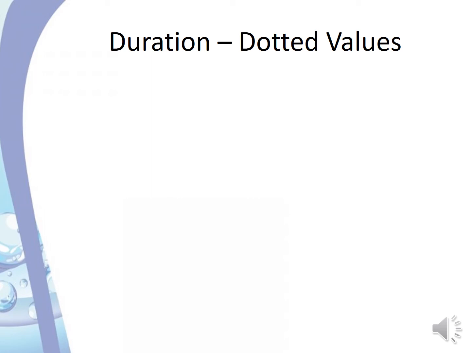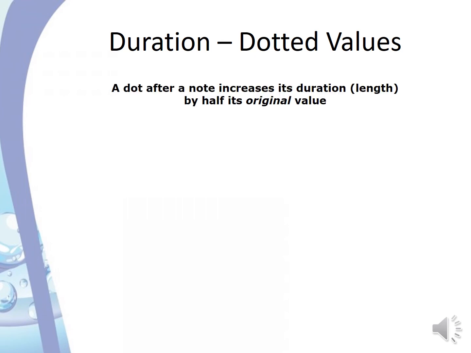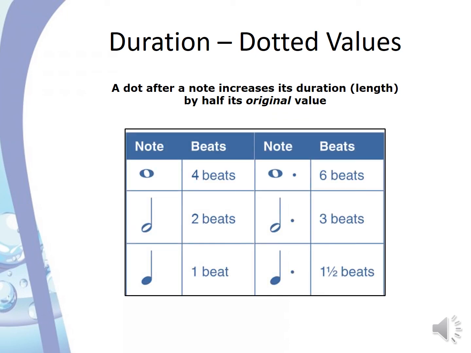It is also possible to lengthen each of those note values by using a dot. When we add a dot, it actually increases the duration of that note by half its original value, or multiplying it by 1.5. Here, you can see how that dot augments the values for whole notes, half notes, and quarter notes. I should also mention that the same rule would apply to rests as well.